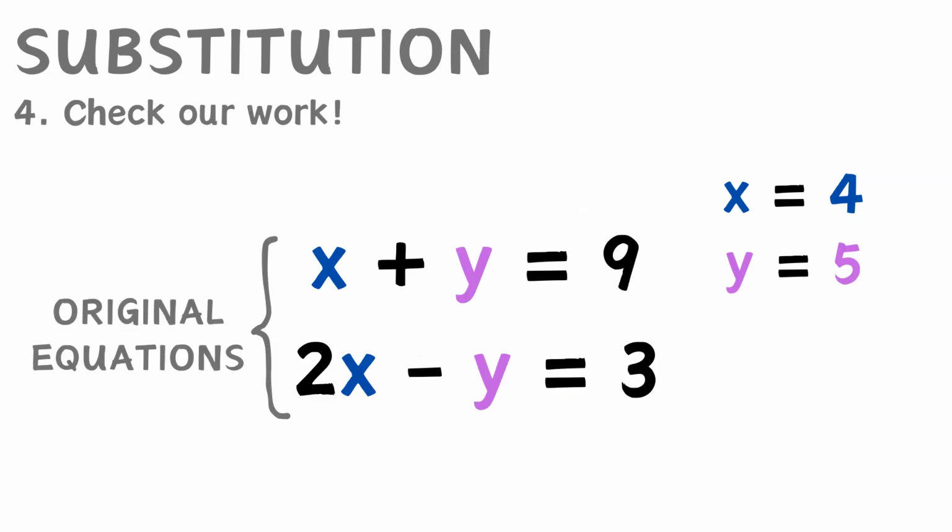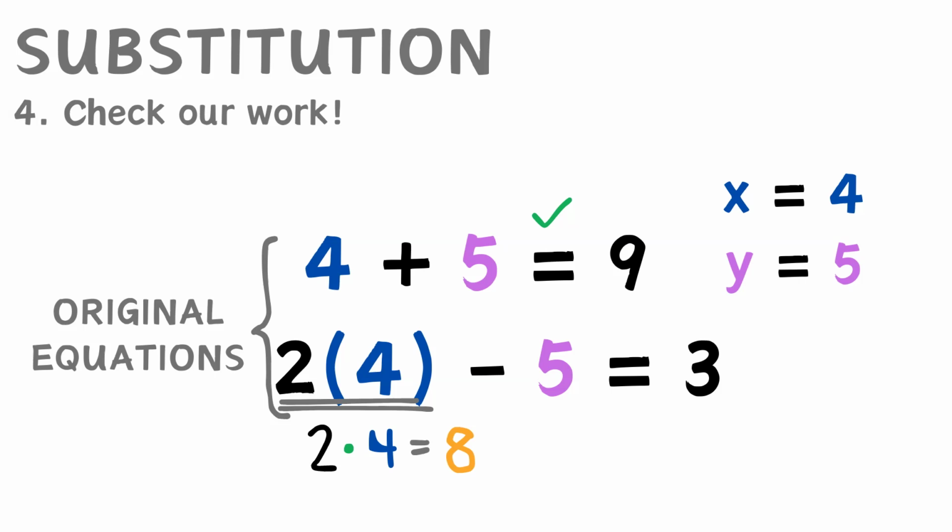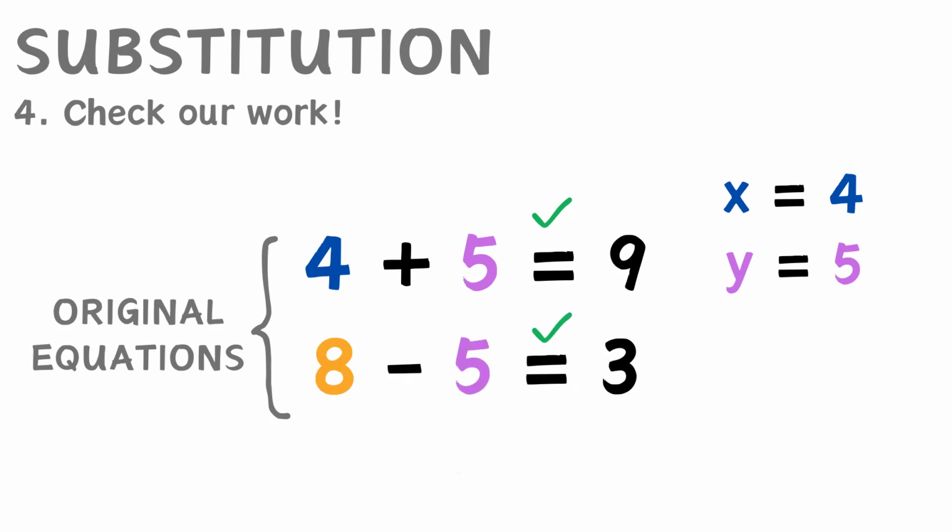We can substitute these back into our original equations to make sure they are correct. 4 plus 5 equals 9, and 2 times 4, that's 8, minus 5 equals 3. Both of these are correct. We found the values for x and y.